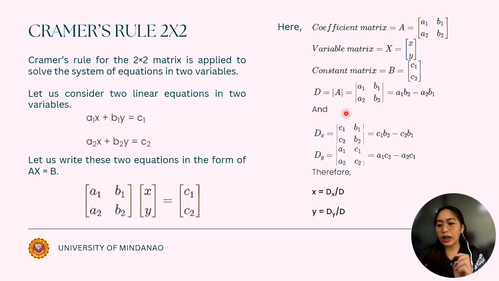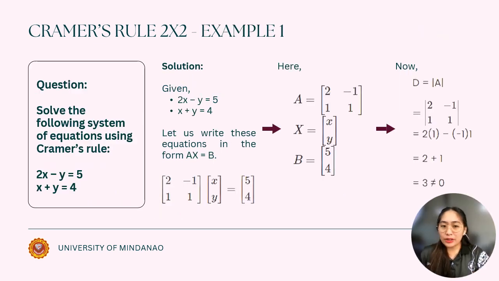So D here is solved through having a sub 1, a sub 2, b sub 1, b sub 2, or the coefficient matrix cross multiplied. For D sub x, this will be the c and the b variables, cross multiplied also here. And D sub y is solved from the a and the c variables cross multiplied also. Therefore, we can have x and y by dividing D sub x over D and D sub y over D.